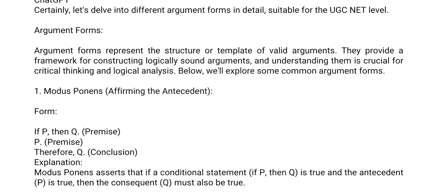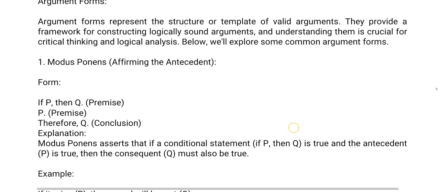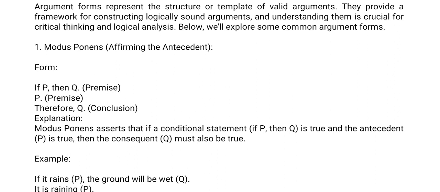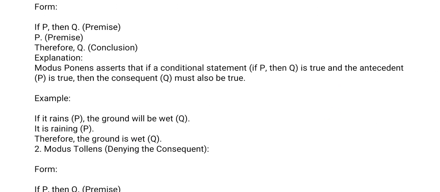Modus ponens, affirming the antecedent. If P, then Q. Premise: P. Therefore Q. Conclusion. Explanation: modus ponens asserts that if a conditional statement, if P then Q, is true and the antecedent is true, then the consequent must also be true. Example: if it rains, the ground will be wet. It is raining, therefore the ground is wet.